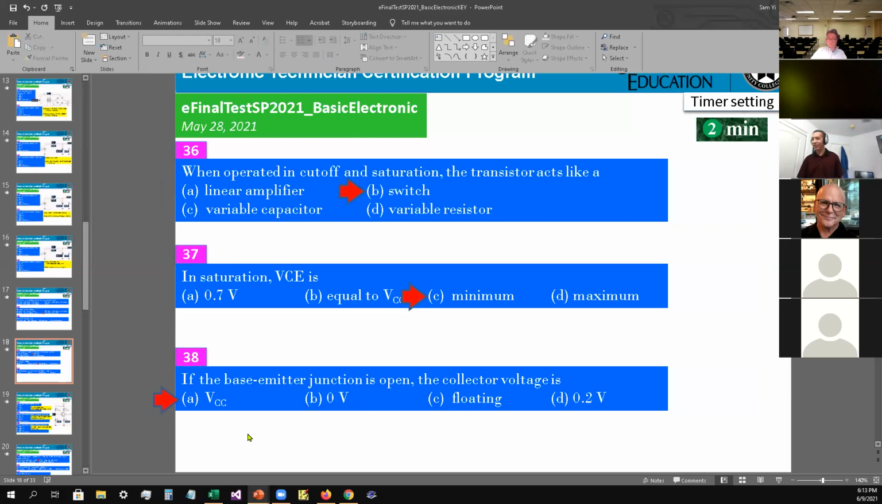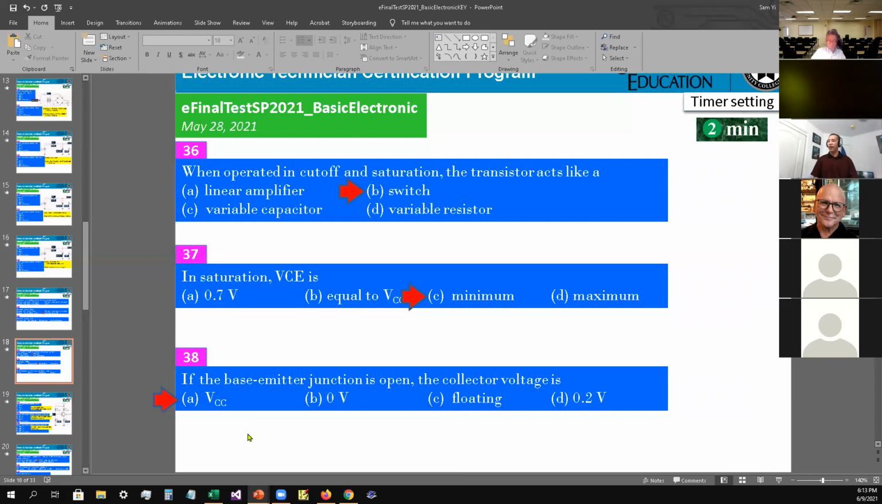Okay. 36. When operating in cutoff and saturation, the transistor acts like a, okay, we're going to turn it on and off. That's all it's going to be, either at 0 voltage or at high voltage, either logic 0 or logic 1. Okay, it just operates just like a switch. It's just on and off. Okay, so the answer is B for number 36.